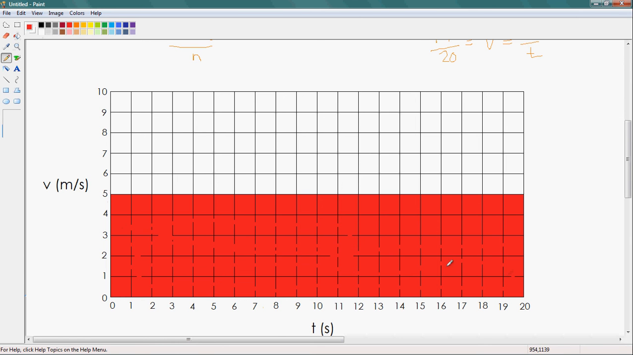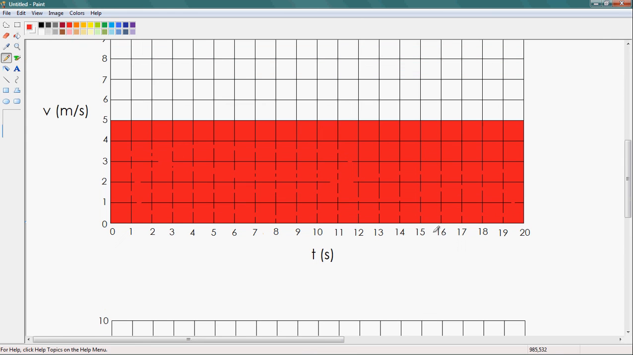You would have 25s. Okay? And 20 times 5, and you guys should be able to do this, is 100. 20 times 5. And then how many seconds do you have? 20 again. And you will find out that you have an average velocity of 5 meters per second.